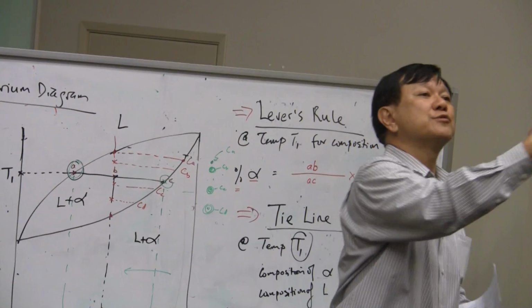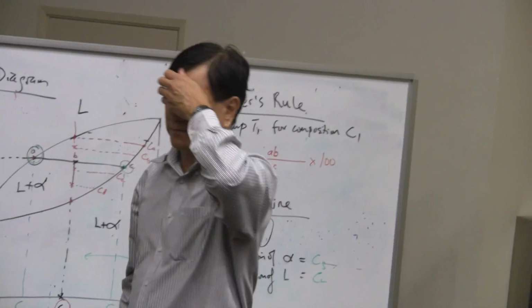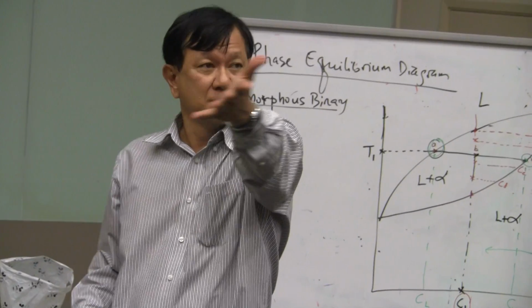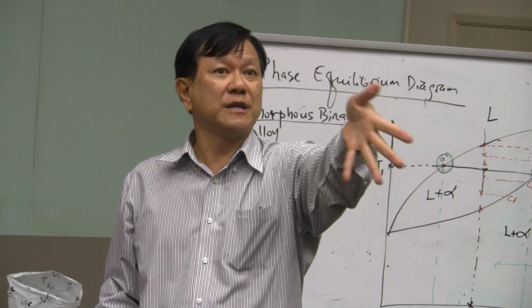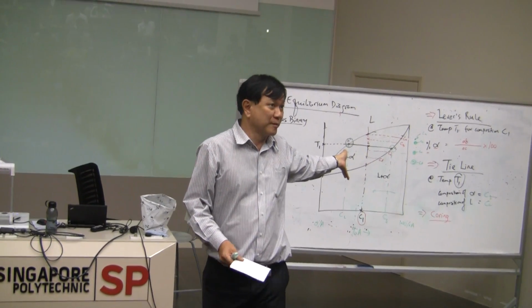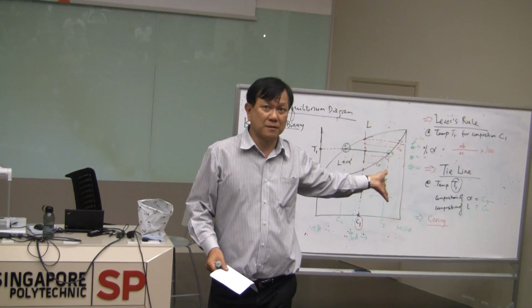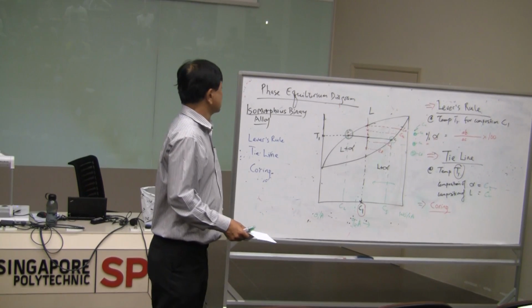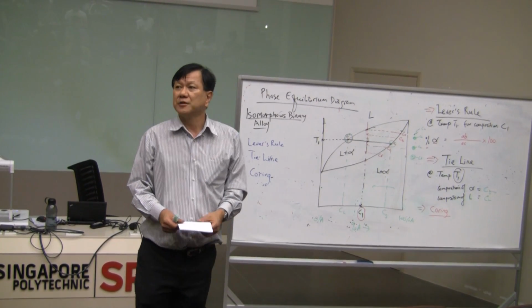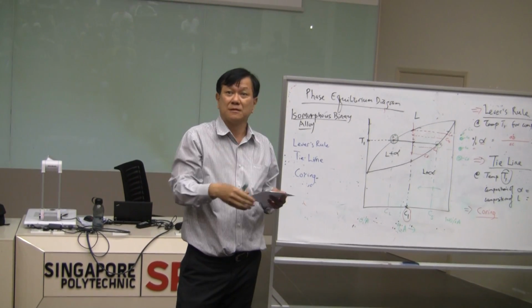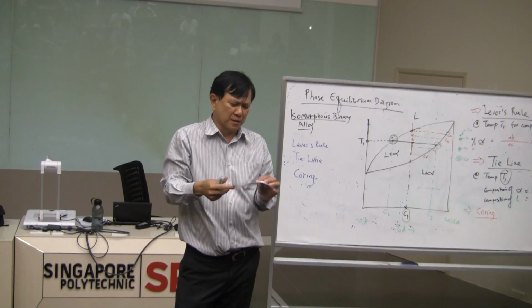Alright, so how do you solve this coring problem? Hot working. What else? Cool it slowly. This is due to non-equilibrium cooling. And what else? Heat treatment. These are the three I mentioned to you last week.